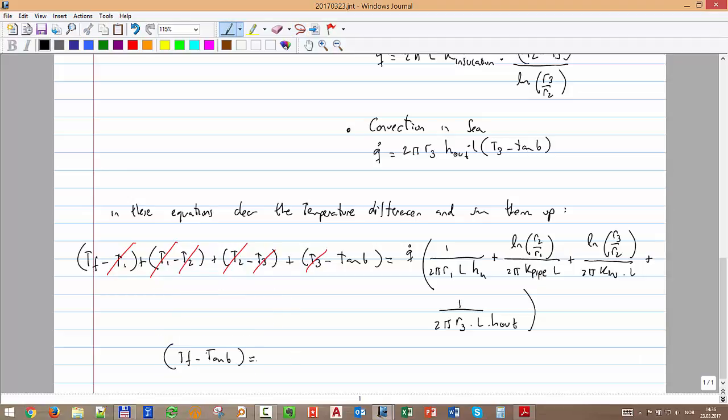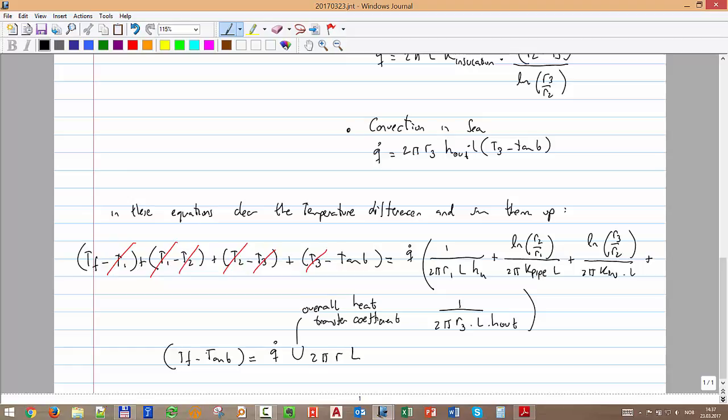That is equal to Q, and here I want to make the same trick. I want to make it similar to an equation with a heat transfer coefficient called U, the overall heat transfer coefficient, times an area, and that area is, say, 2 pi r, that is the perimeter, times L.